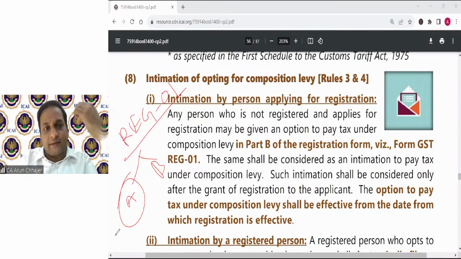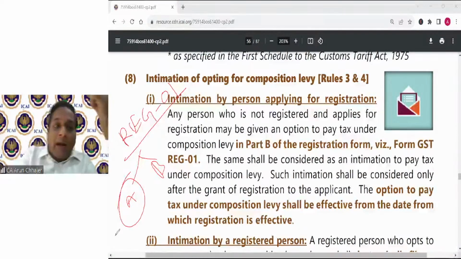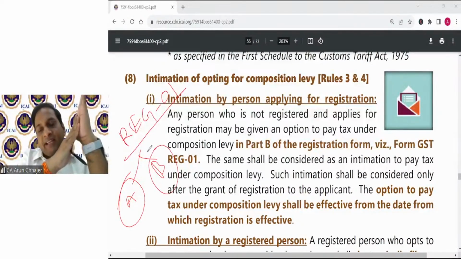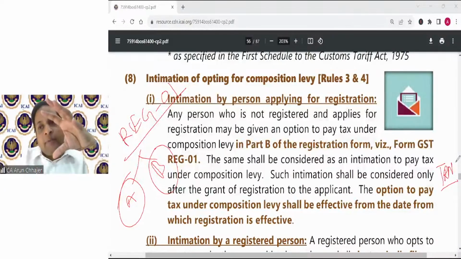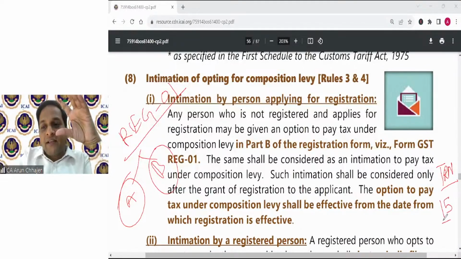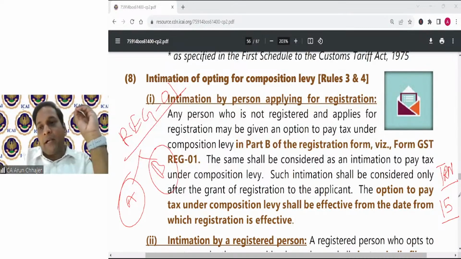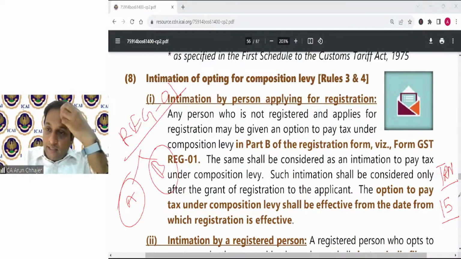State, district, etc. Once I complete part A and verify through OTP, the TRN, temporary reference number, will be generated. Once the TRN is received, you have 15 days to complete part B. Part B has the address of the residence, office address, HSN code or SAC code, principal place of business, additional place of business, and the nature of the transaction that you are doing. Likewise.